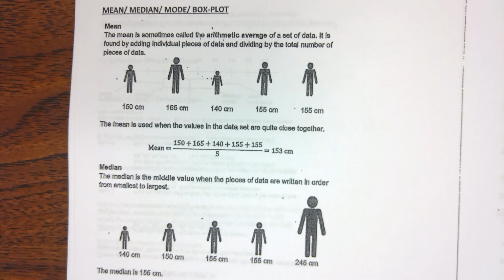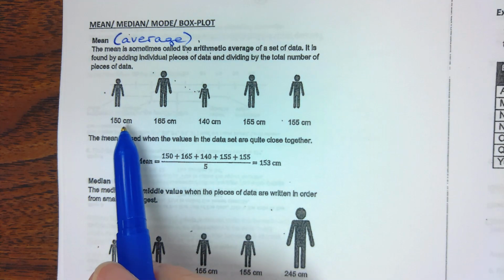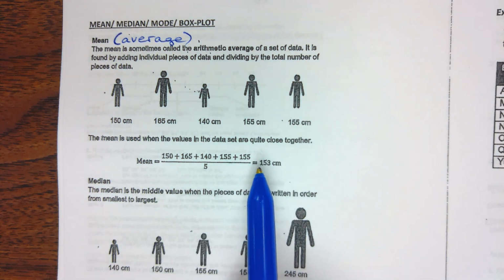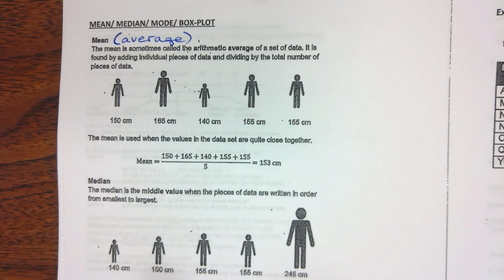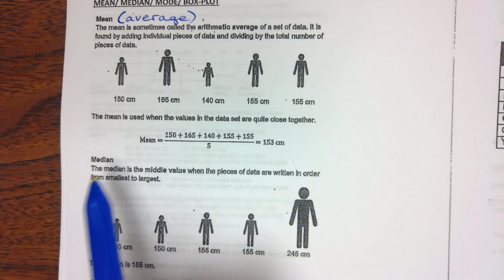So, mean. What's another word for mean? Yes, average, right? It's simply just average. So let's say I have 5 people and I want to find their average height. All I have to do is add up those 5 heights, divide by 5, and I will get their average height. Okay. What's another word for median?